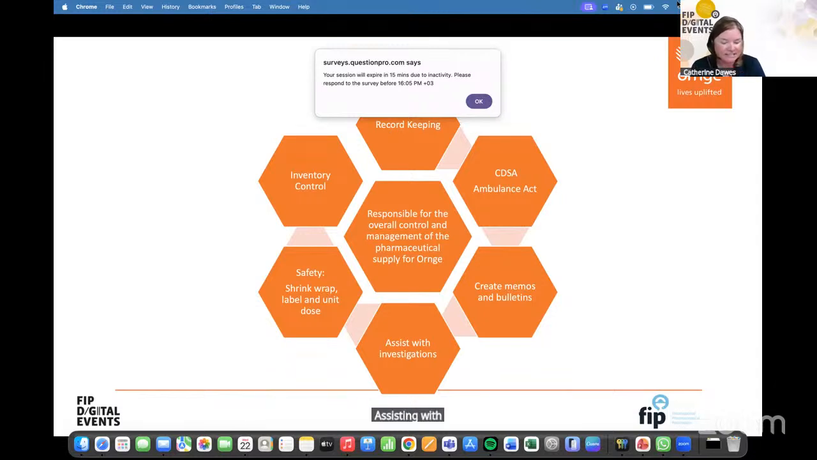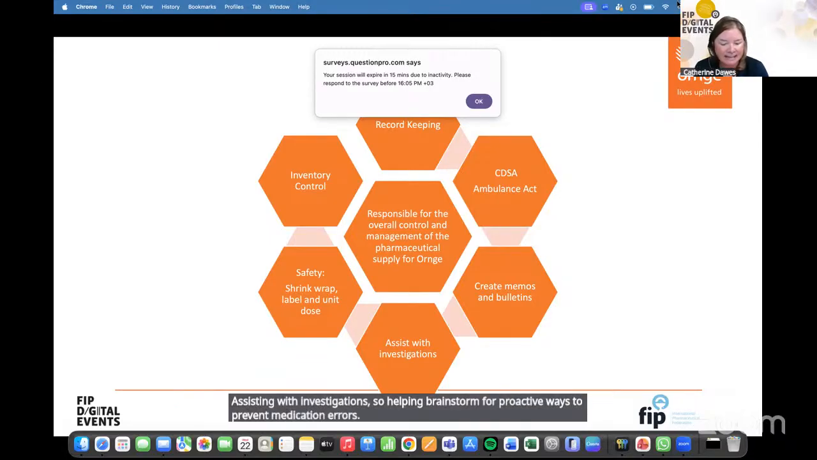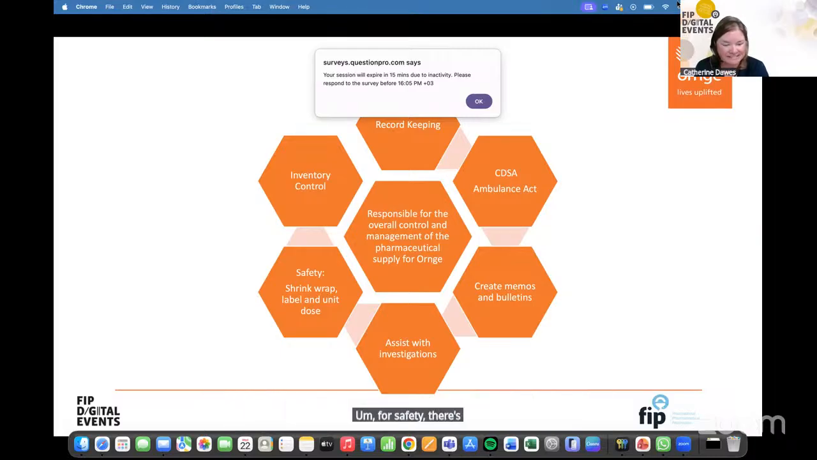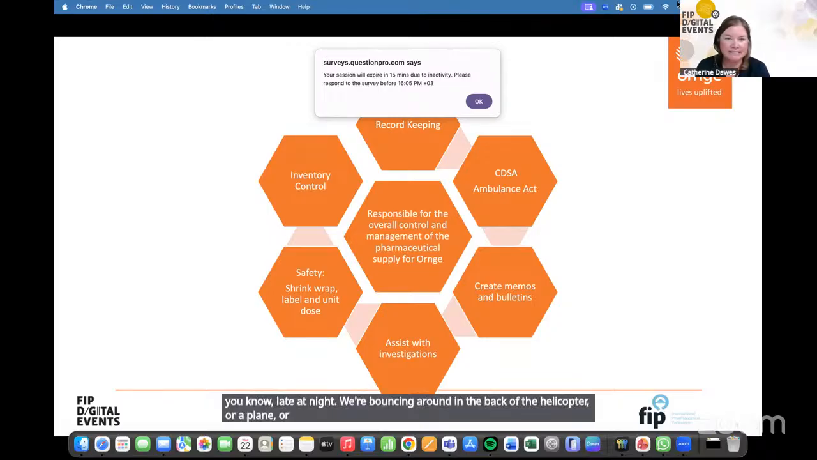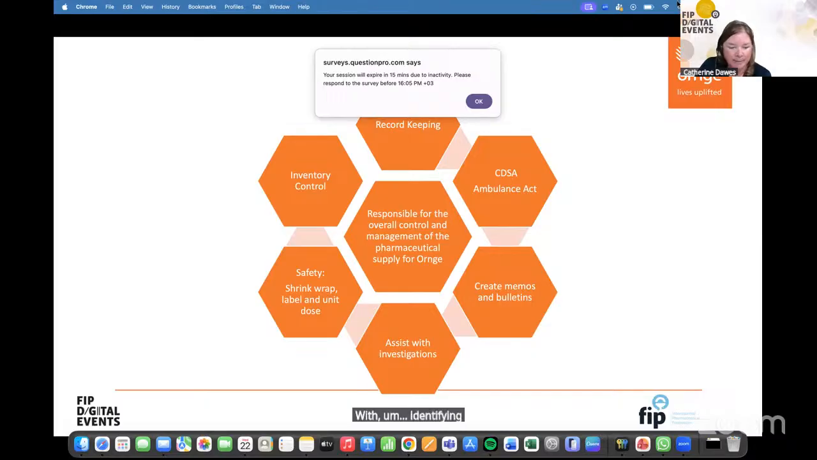Assisting with investigations, so helping brainstorm for proactive ways to prevent medication errors. For safety, there's shrink wrapping that's done with many look-alike, sound-alike drugs. When you think of a dynamic call, late at night, you're bouncing around in the back of a helicopter or a plane or an ambulance, and you have low light or low visibility, the shrink wrapping and special labeling is a huge factor and help with identifying the medication in the med bags. And inventory control. So maintaining stock levels to keep the company running. You want to avoid stockouts, but you also want to avoid wastage.